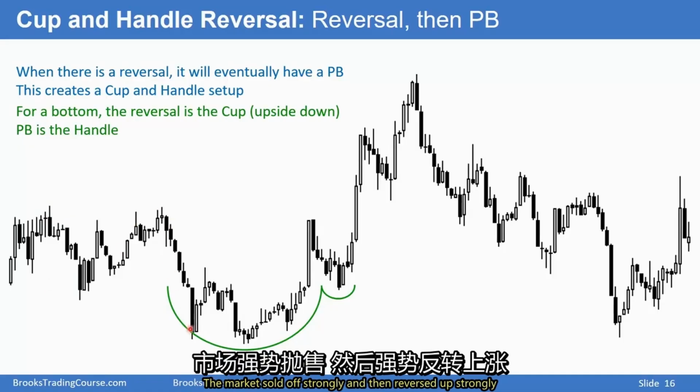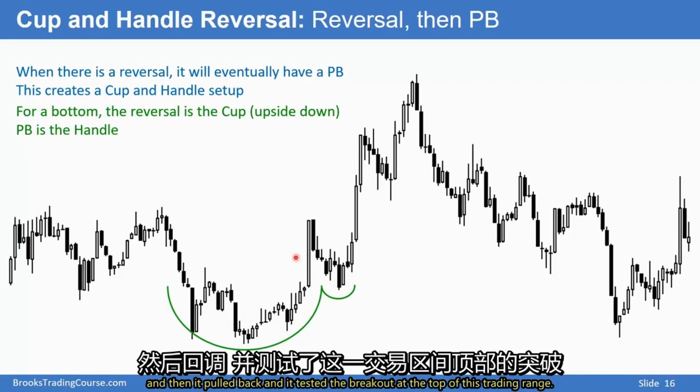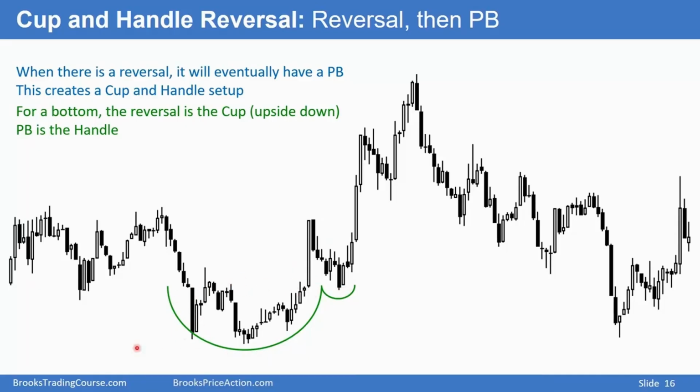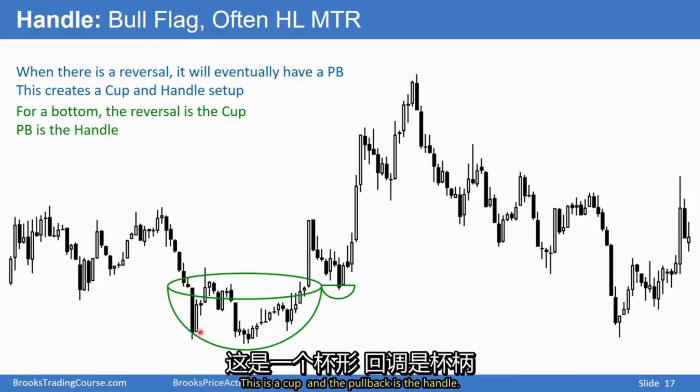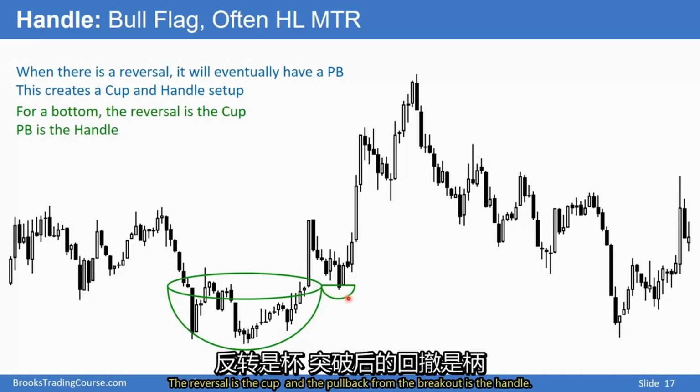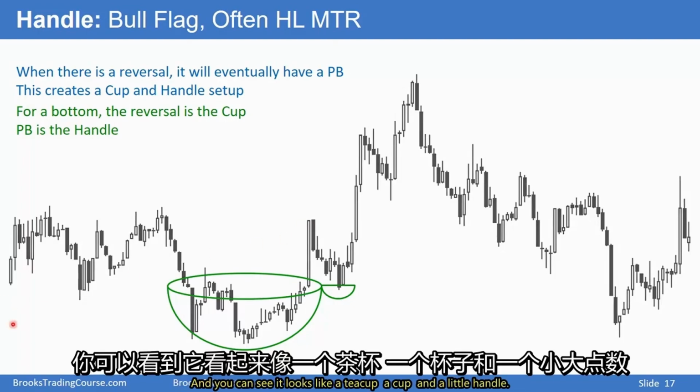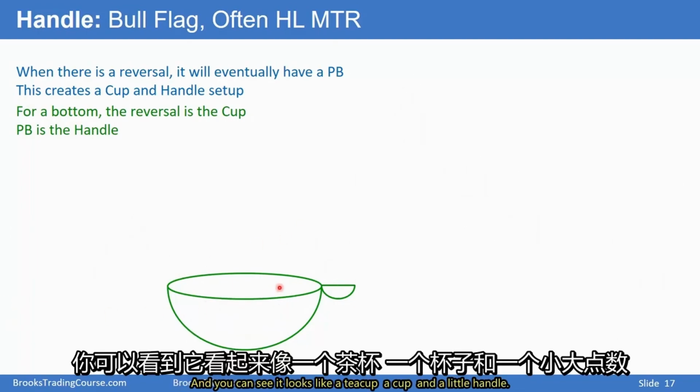The market sold off strongly and then reversed up strongly. And then it pulled back and it tested the breakout at the top of this trading range. This is what traders sometimes call a cup and handle pattern. This is a cup, and the pullback is the handle. The reversal is the cup, and the pullback from the breakout is the handle. And you can see it looks like a teacup, a cup, and a little handle.